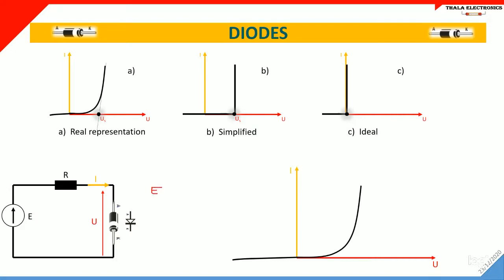Our voltage here, E, is equal to R multiplied by I plus the DDP between the anode and cathode, which I named U. This is a simple line equation. Now we can get our current: I equals (E minus U) divided by my resistance R.